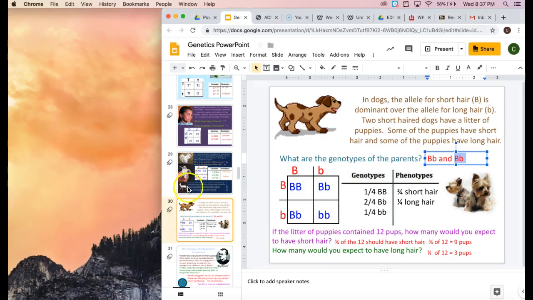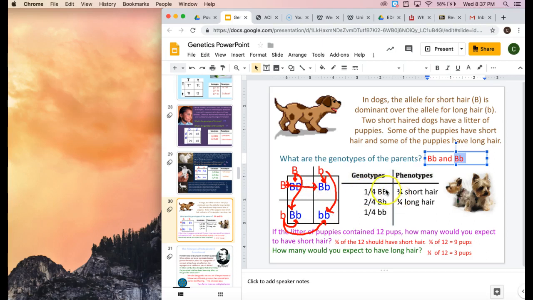I can kind of show you here. So this would go here, here. Then this would also go here. Little b would go here. Big B goes here. Little b goes here. And then little b goes here. And little b goes here.